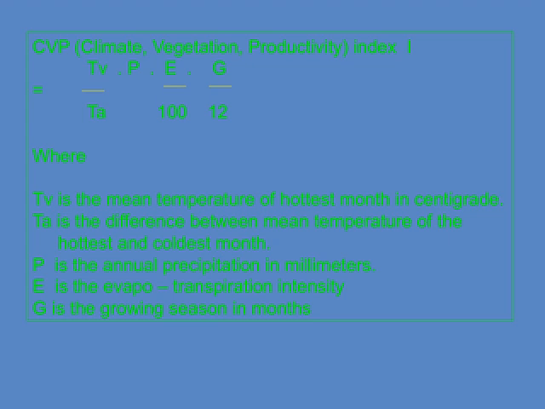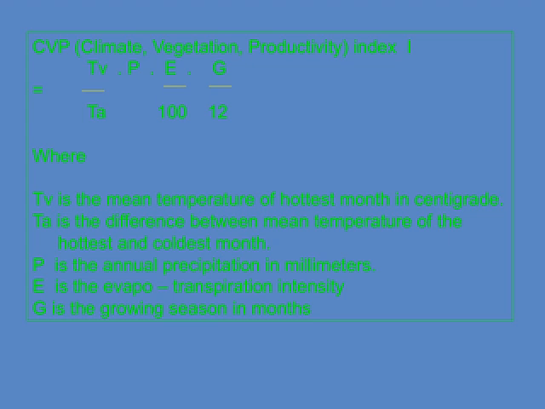E is the evapotranspiration intensity, which reflects the balance between water loss through evaporation and transpiration versus water input. It's a key indicator of the water stress plants might experience. Finally, G is the length of the growing season in months, indicating how many months conditions are suitable for plant growth. When we put all these factors together, the CVP index helps us assess how climate conditions influence vegetation and productivity in a given region.